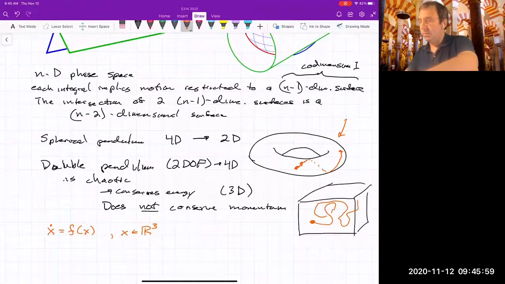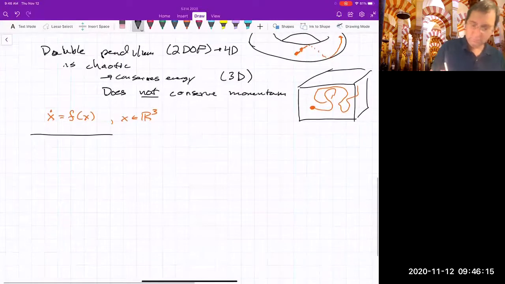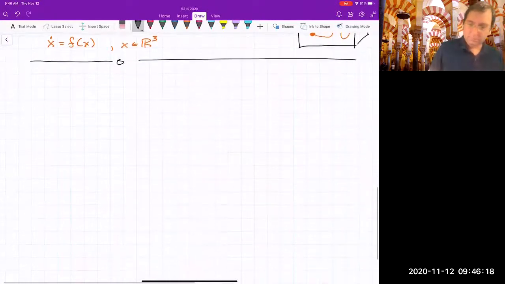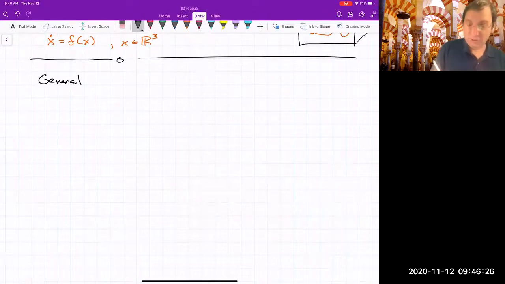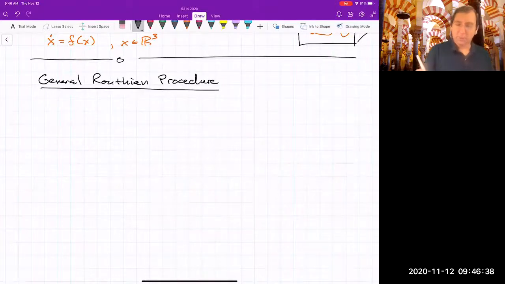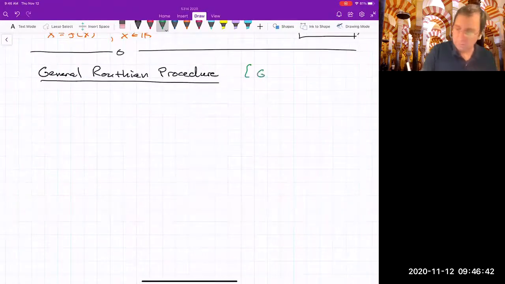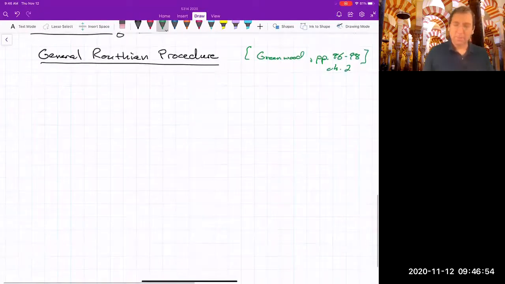All right, what are we doing here? We're going to talk about the general Routhian procedure. So enough with chaos. That's more for your general edification. I'm not going to be quizzing you on chaos. This is in Greenwood, in chapter 2.